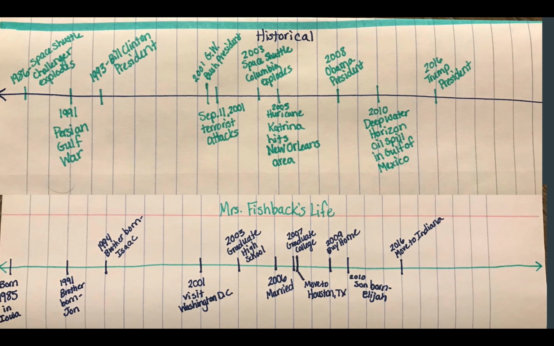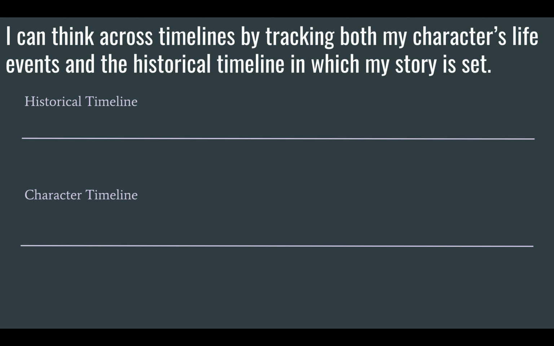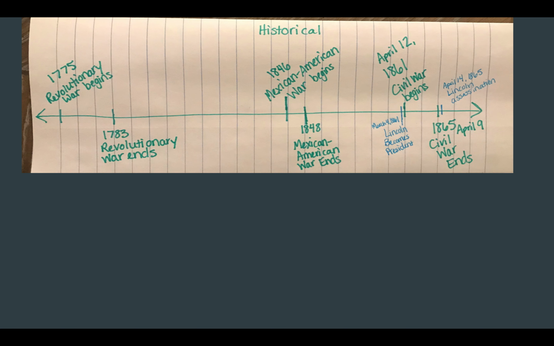Let me explain how that relates to characters and books. So, looking at historical timelines and character timelines. Let's take a look at Pink and Say now. Based on the evidence I found yesterday, we heard about the Mexican-American War. So I actually went and did some research to find out when that happened. I also wanted to think back to all the work we did with the Revolutionary War, and I also kept track of when that took place.